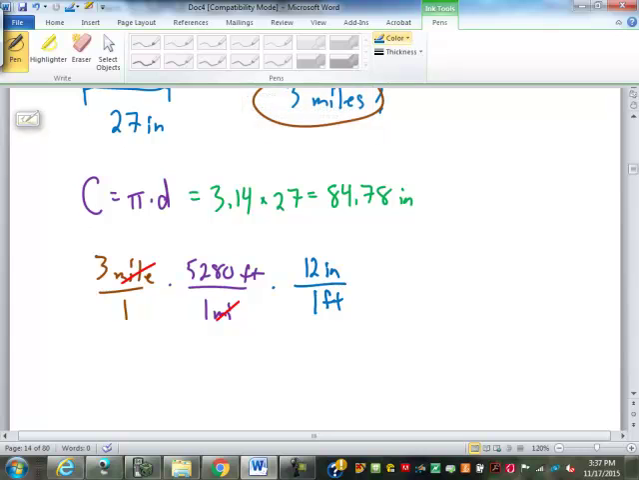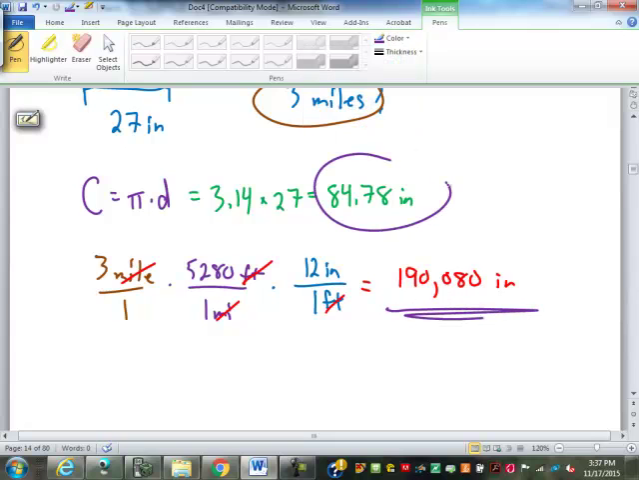And then 1 foot is 12 inches. So 3 times 5,280 times 12 is, what'd you say? 190,080 inches. So 190,080 inches. That's a different number. So now we have to go that far, this many inches at a time.